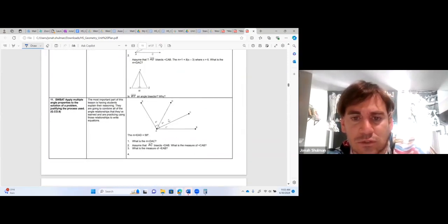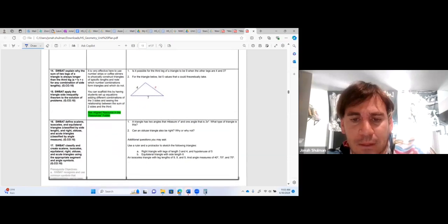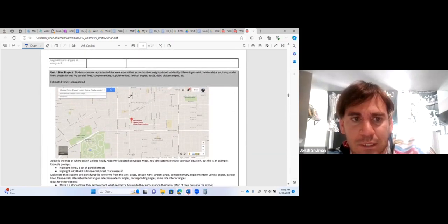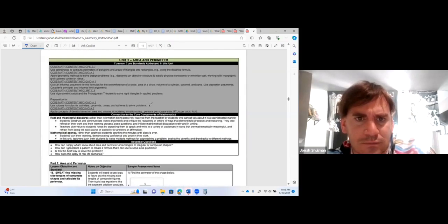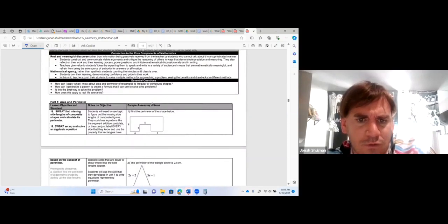Okay, so these are just all parts of geometry. And they get to do a plan, which just sounds nice. So that was just unit one. And then we have unit two.